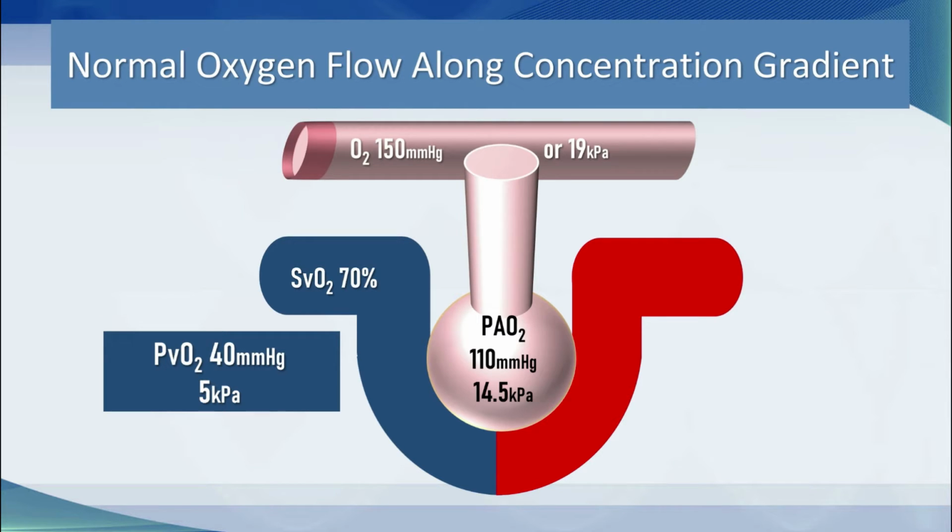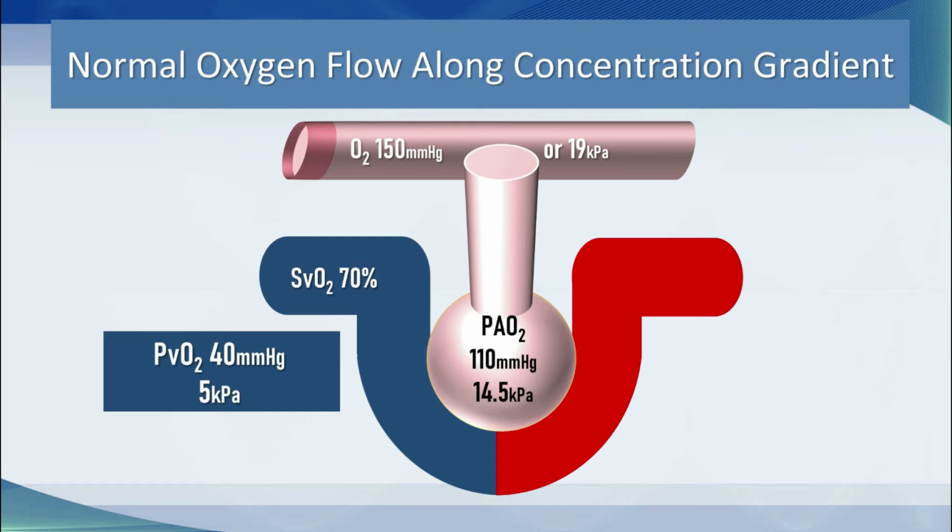And so when you look at oxygen flow in the major airways, we have a PO2, a partial pressure of oxygen, of 115 millimeters of mercury, or 19 kilopascals. That's at the mouth, for example. And down at the alveoli, the oxygen tension is 110 millimeters of mercury, or 14.5 kilopascals. The venous blood has a much lower oxygen tension. It's 40 millimeters of mercury, or 5 kilopascals.